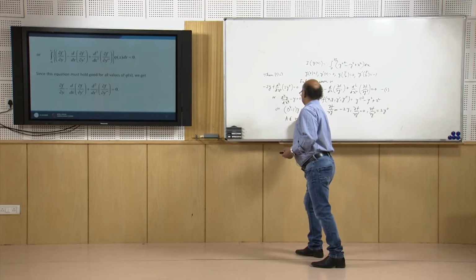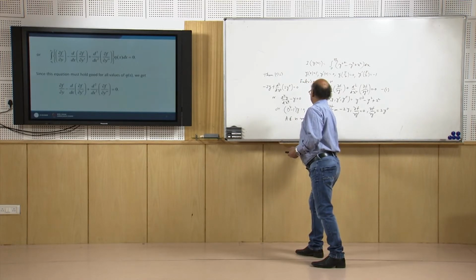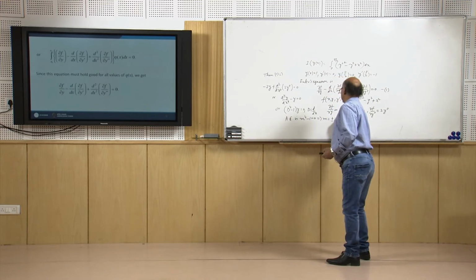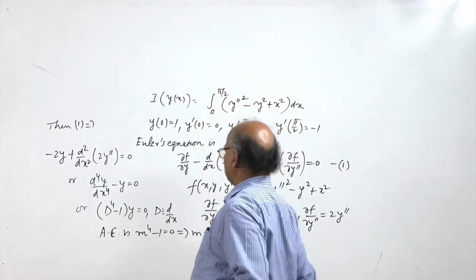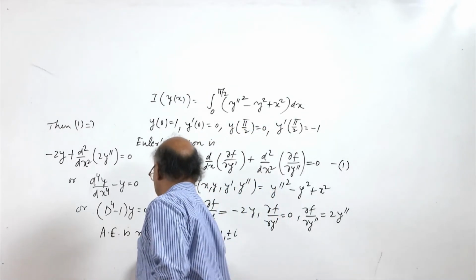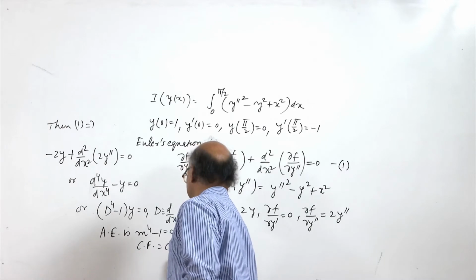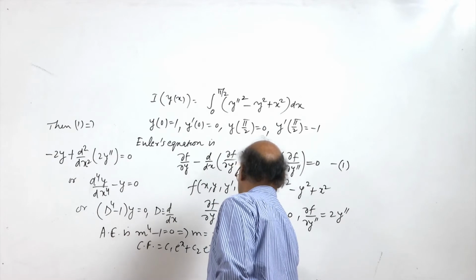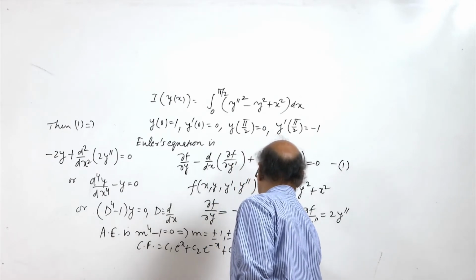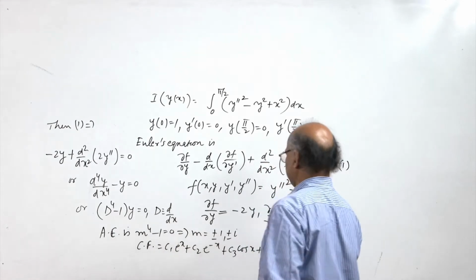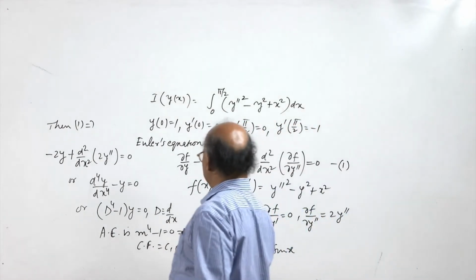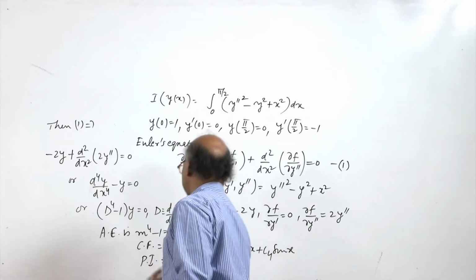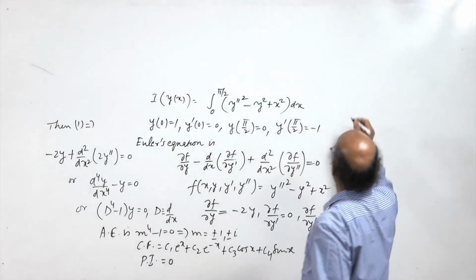So the auxiliary equation is m4 minus 1 equal to 0. The roots are m equal to plus minus 1, plus minus i. So the complementary function is c1 e to the power x plus c2 e to the power minus x plus c3 cos x plus c4 sin x. Since the right hand side is 0, the particular integral is 0, and thus we have y equal to the complementary function.